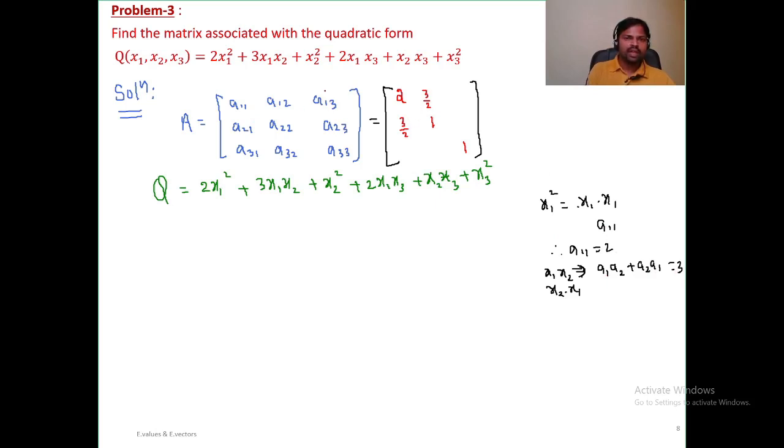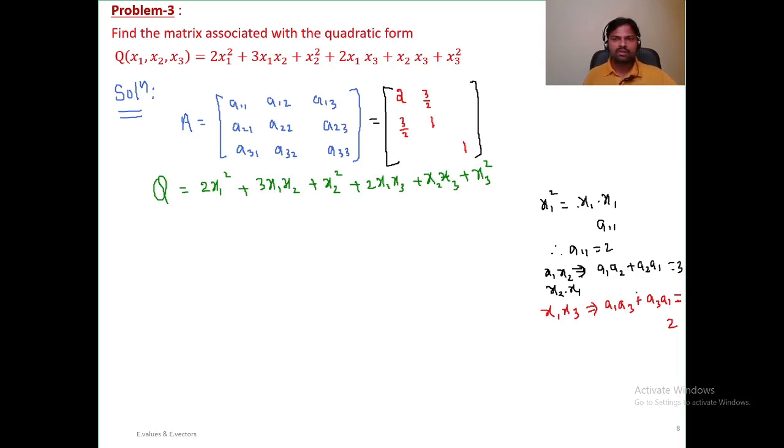Next look at a13, a31. Look at this one, a13, a31. a31 means x1 x3 now. So x1 x3 is nothing but a13 plus a31. The sum of these two coefficients, the sum of these two expressions, how much? That means the x1 x3 coefficient here is 2. So the sum of these two is 2. That means what is the possibility of these two entries?